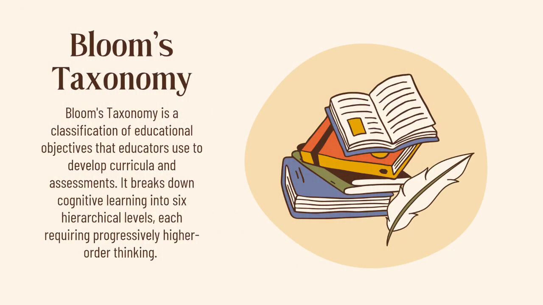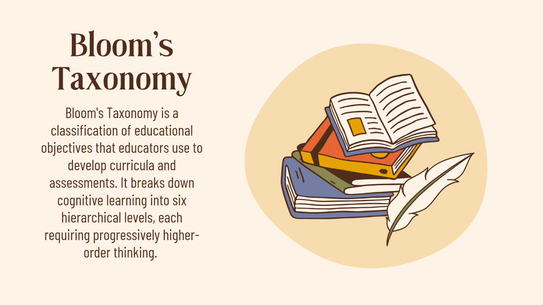Bloom's Taxonomy is a framework for categorizing educational goals developed by a committee of educators chaired by Benjamin Bloom in 1956. The Bloom's Taxonomy is a classification of educational objectives that educators use to develop curricula and assessments. It breaks down cognitive learning into six hierarchical levels, each requiring progressively higher order thinking skills.